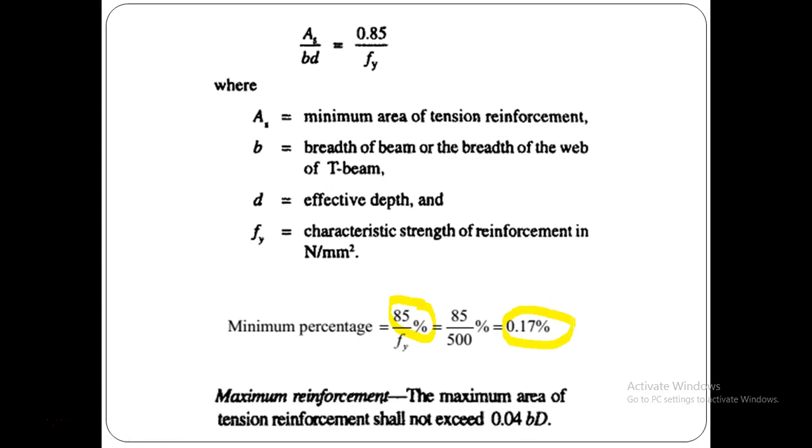Similarly, one can calculate maximum reinforcement also. The particular clause number also gives the maximum area of tension reinforcement, which shall not be greater than 0.04 bD. Now here D is the total depth. In our question, the depth was effective depth. For maximum reinforcement, we have to calculate 0.04 b into total depth. This is how this question is to be solved.